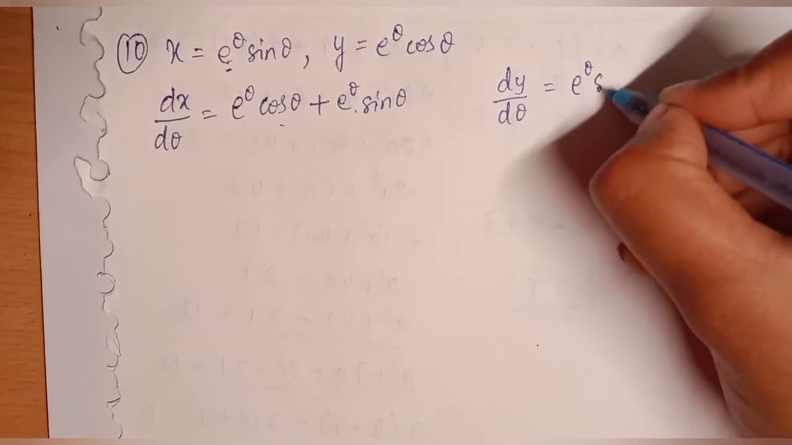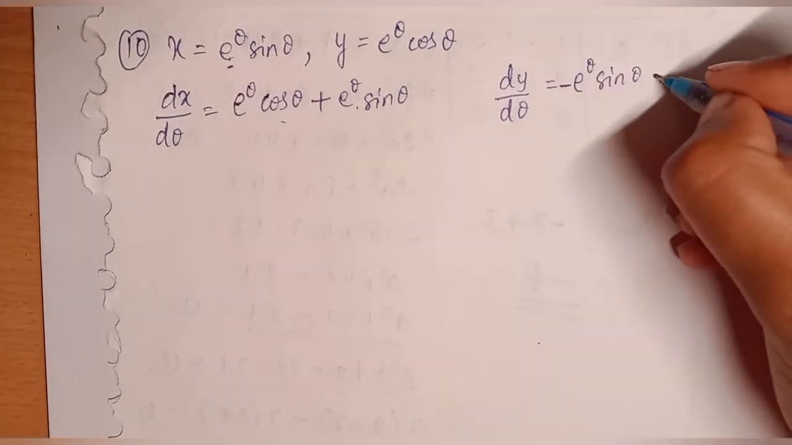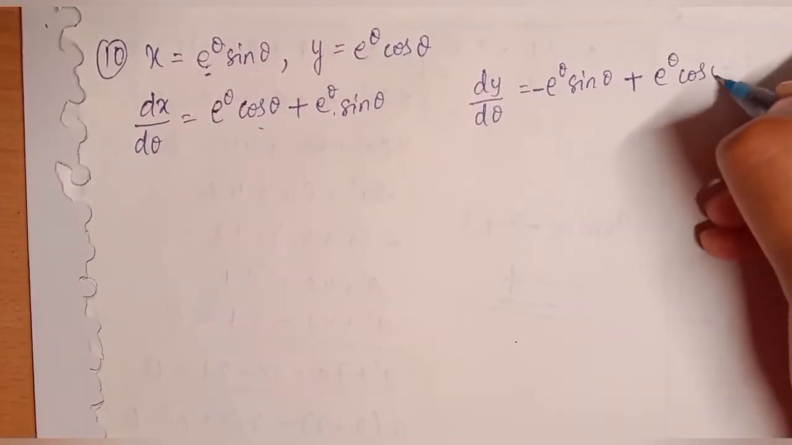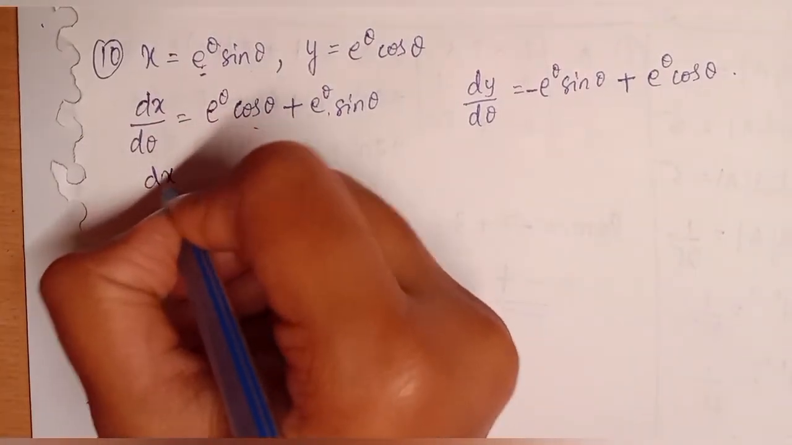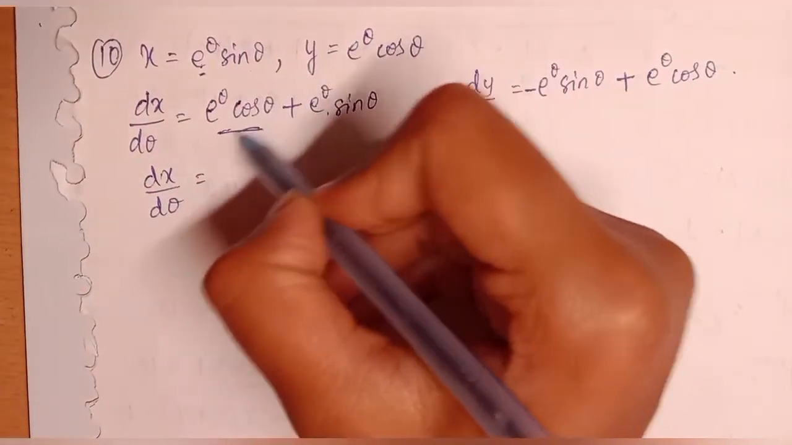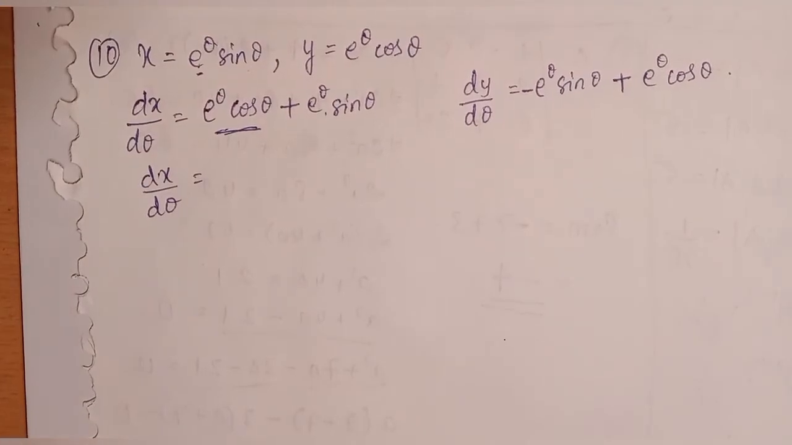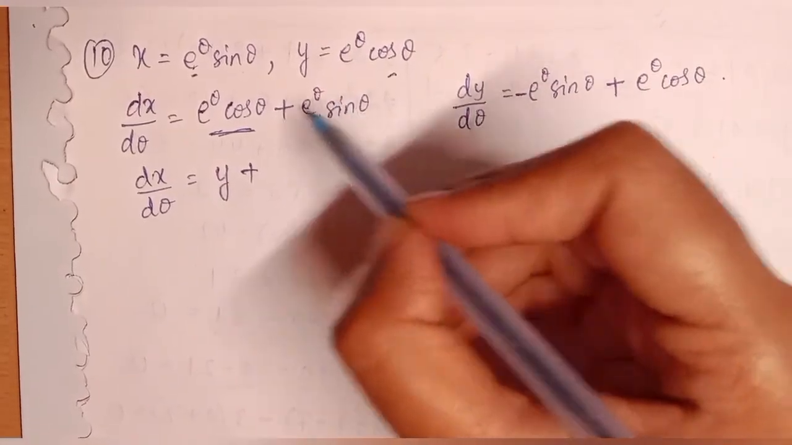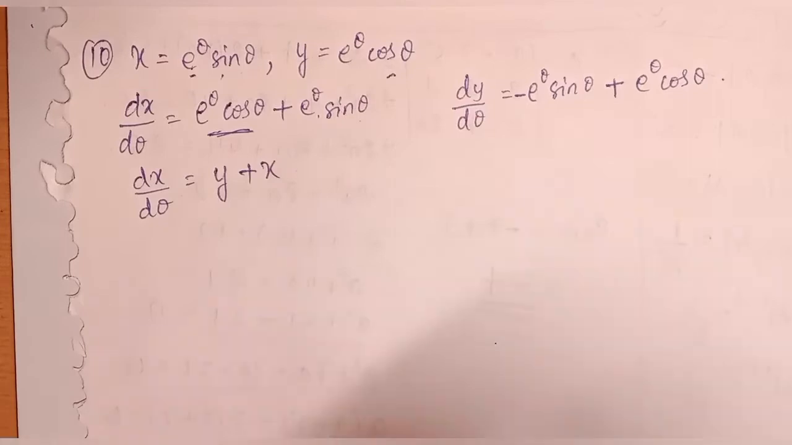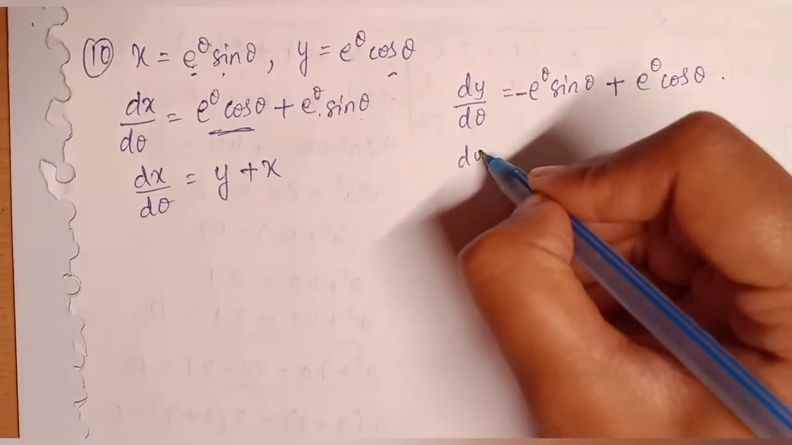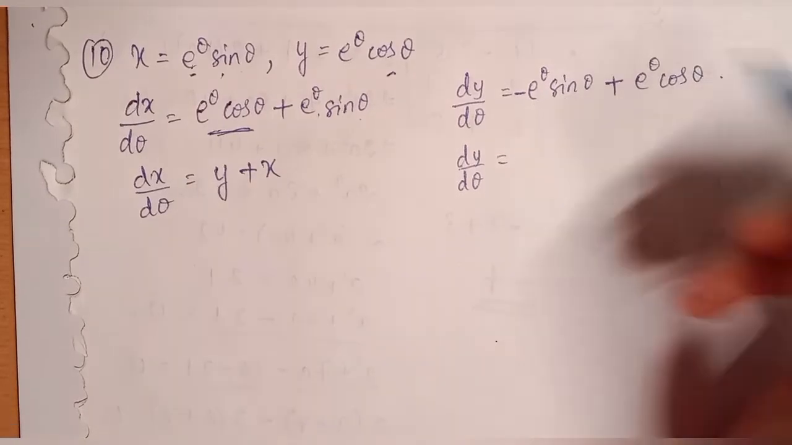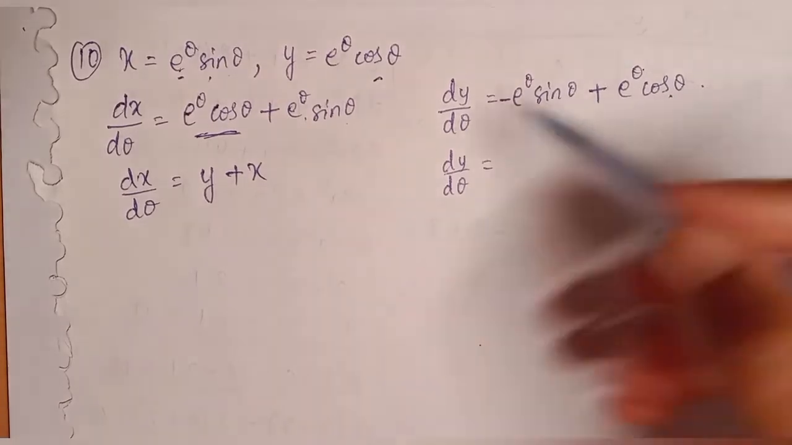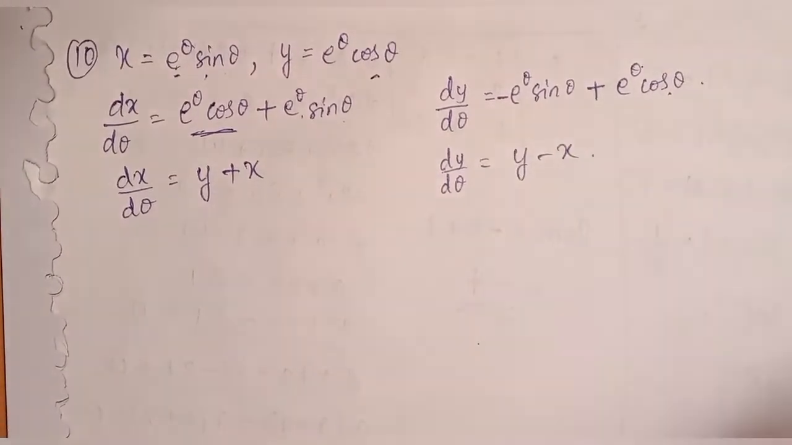Similarly, dy by d theta we will also find, which is e to the power theta. Cos theta's differentiation is minus sin theta, plus e theta differentiation is e theta into cos theta. Okay. We write dx by d theta as e to the power theta cos theta, which is also y, so we write it as y plus e theta sin theta, which is x. We write it as x plus y. Okay. And dy by d theta can also be written as minus e to the power theta sin theta, which is x, and this e theta cos theta is y. So y minus x.